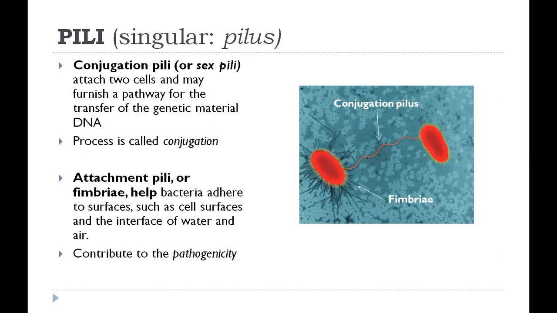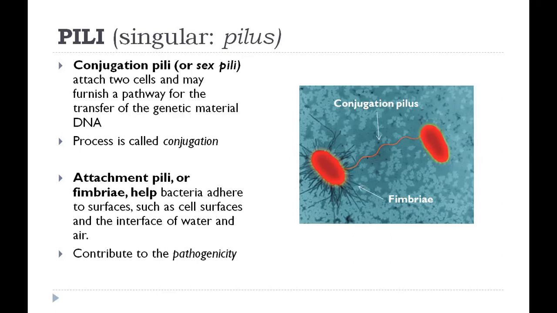Another type is attachment pili or fimbriae. These are shorter in length as compared to conjugation pili, and they extend from the cell surface, and they basically help in adherence of the bacterial cell to surfaces. For example, if you are keeping those bacteria in a nutrient broth in a test tube, attachment pili or fimbriae will help those organisms to attach to the wall of the test tube.